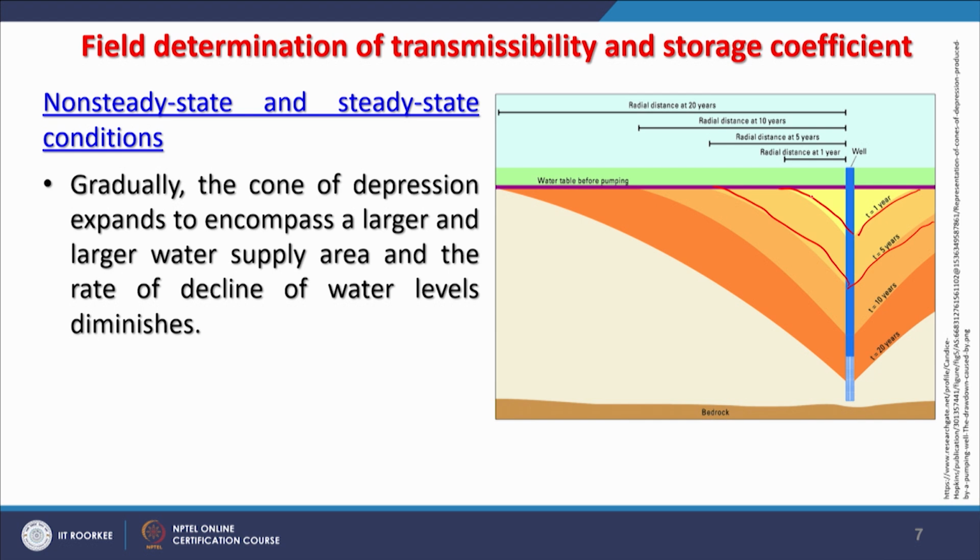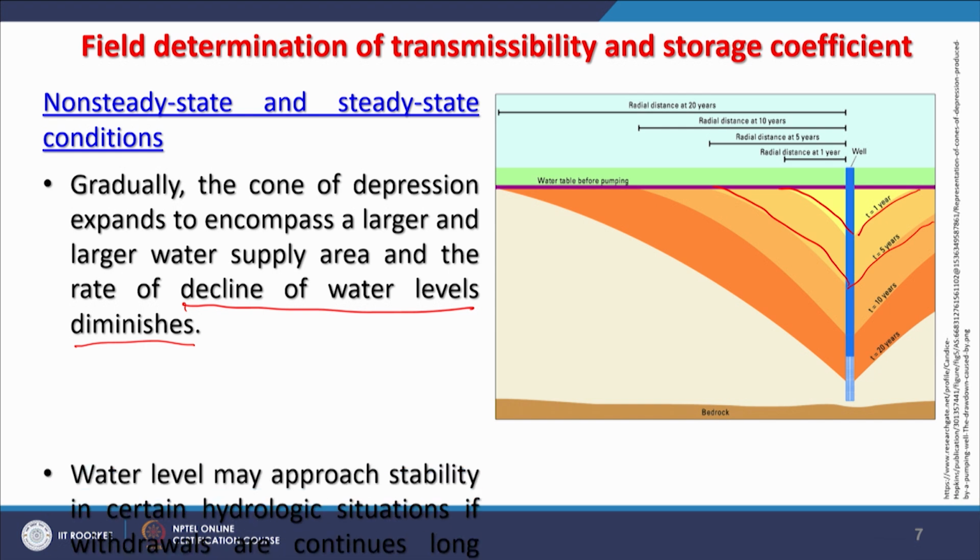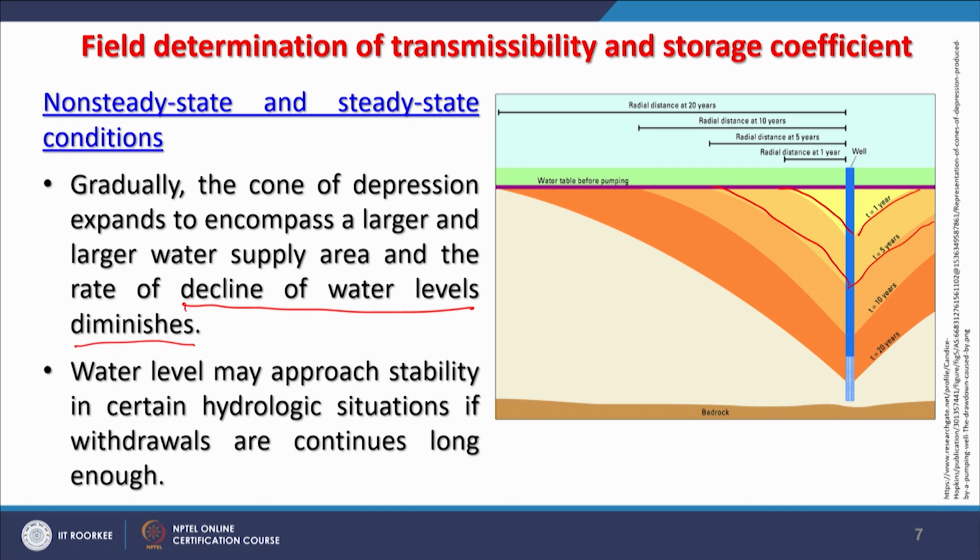So, the water available in nearby places will be withdrawn initially, but later on, when we go deeper, our lateral extent increases, and that is why the decline of the water level can diminish after some time. That means the output from such wells, if we keep withdrawing water, will become constant, and that is what we generally call steady state conditions, but this may not be so in all aquifer conditions.